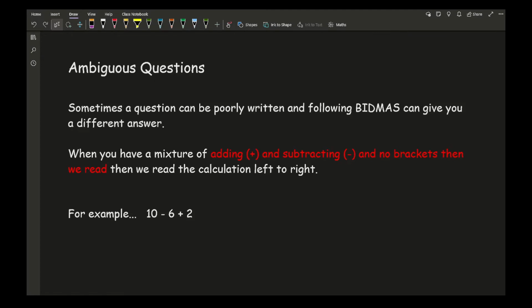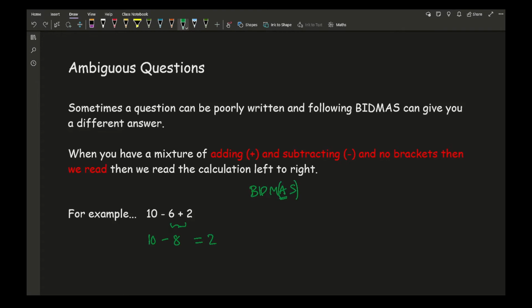So if we had the calculation of 10 take away 6 plus 2, then reading BIDMAS, because adding comes first, it means that we really should be doing this first. So here we should have 10 minus 8, which equals 2. However, if I typed into a calculator 10 take away 6 plus 2, then it would simply see adding and subtracting as the same level of power, and it would just read it from left to right. It's worth trying on your calculator to see if that is the case.